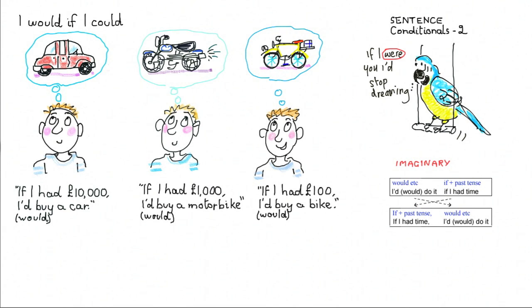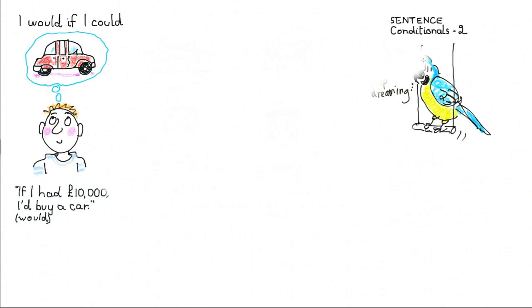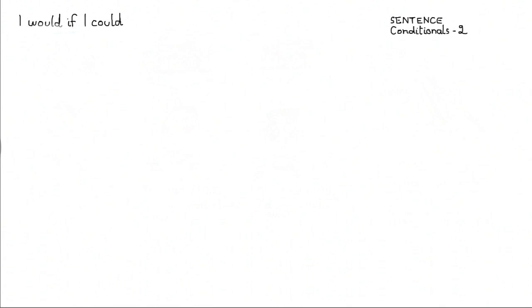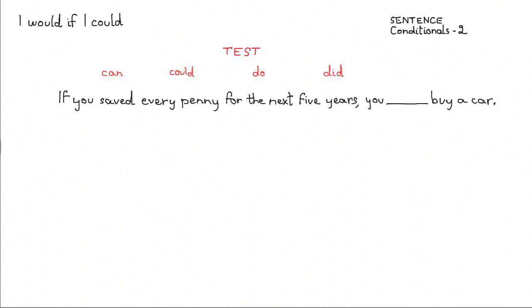Now I want to go on to give you a little test, so I'll just wipe the board clean. Here we go. Wipe it all clean, that's it. I'll put the word test up there. And I'm going to give you 5 sentences. First of all 2 and then 3. For the 2 sentences I'm going to give you 4 possible words to use. Here they are: can, could, do and did. And here's the first sentence.